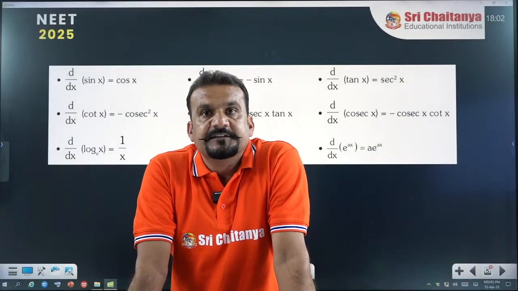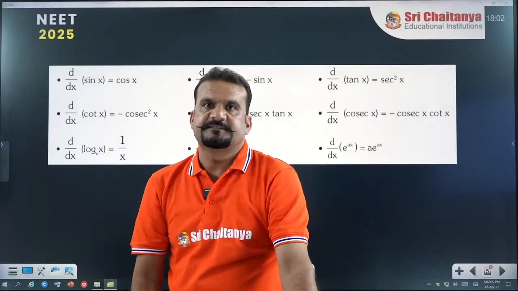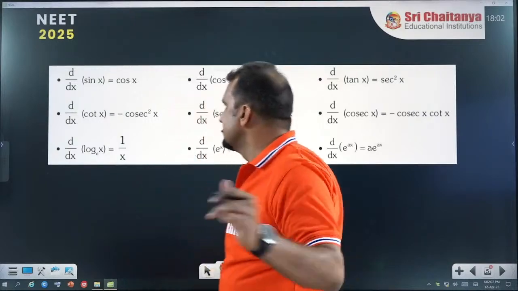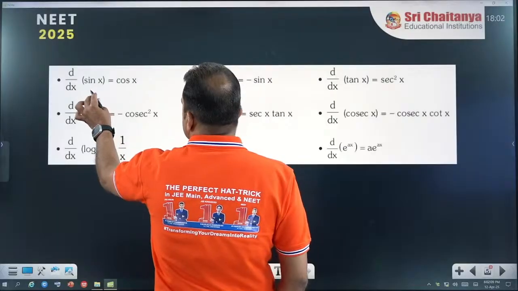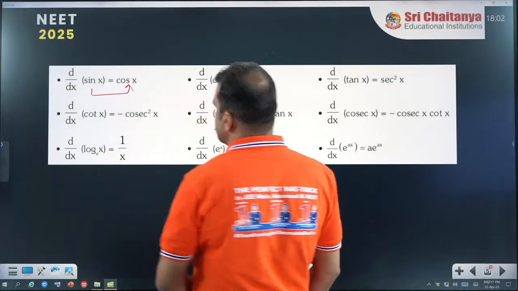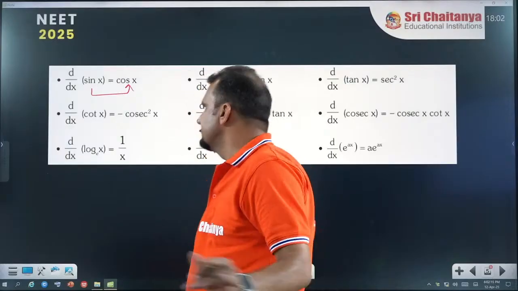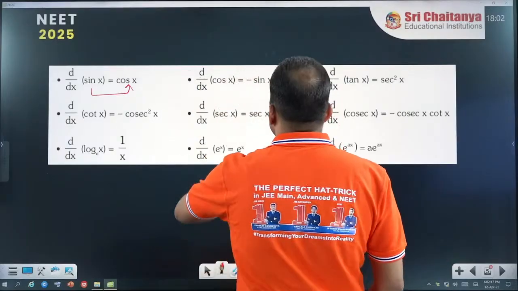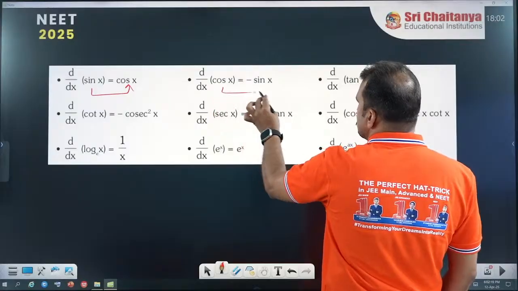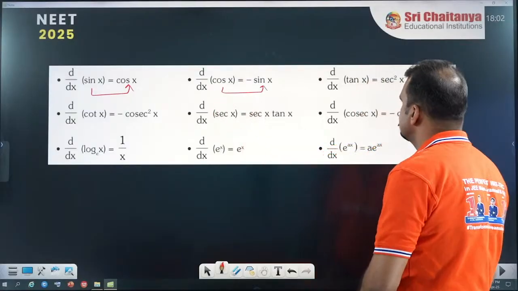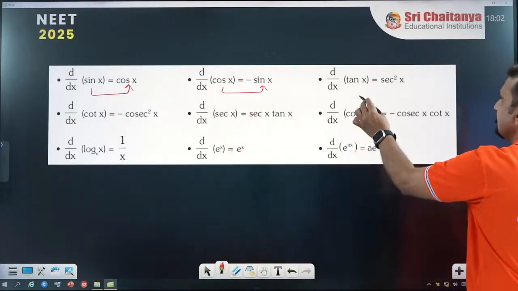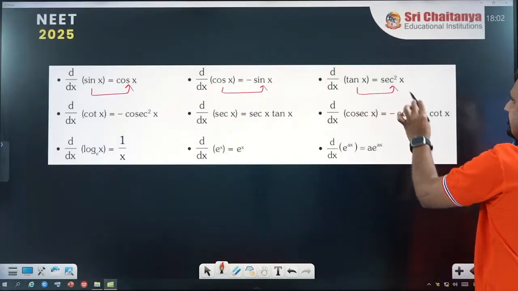First one is differentiation of sin x with respect to x. Differentiation of sin x is going to be cos x. Remember this. Second one, differentiation of cos x is equal to minus sin x. Third one, differentiation of tan x is equal to sec square x.